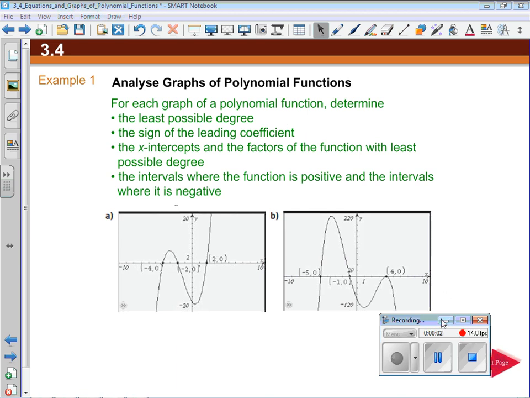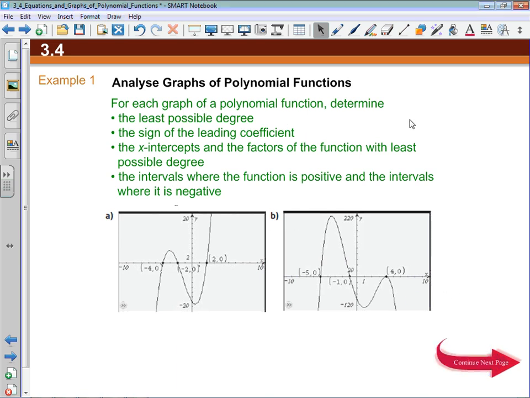3.4 Example 1 gets us to start to analyze some graphs of polynomial functions. And we're going to take A and B kind of separately. Some pretty common questions when you talk about polynomials are the least possible degree, whether the leading coefficient is positive or negative, and x-intercepts with their degrees. And this least possible degree piece is ultimately multiplicity. Multiplicity tells us the least possible degree on there. And then finally, the intervals where the function is positive and the intervals where it's negative.